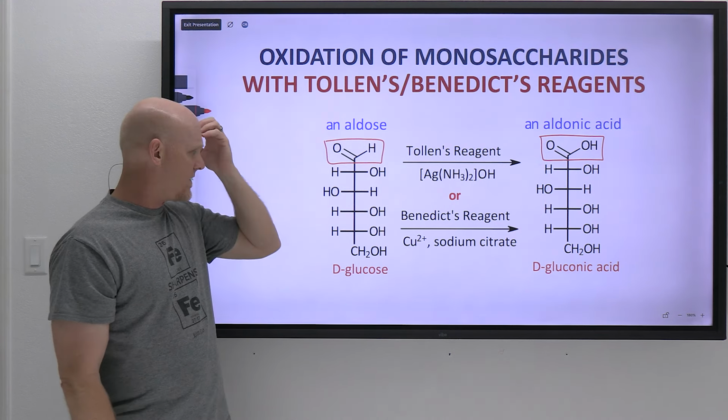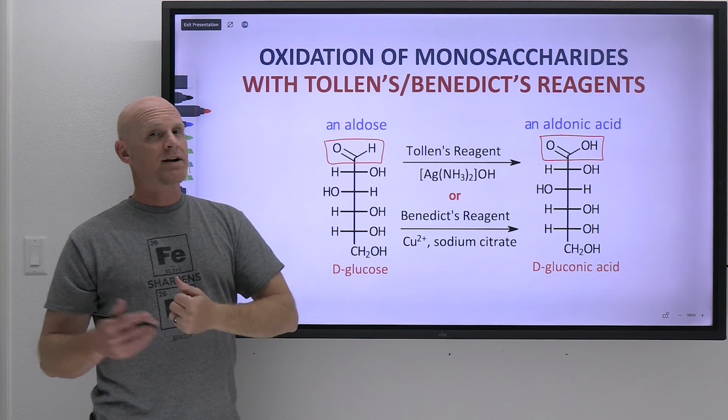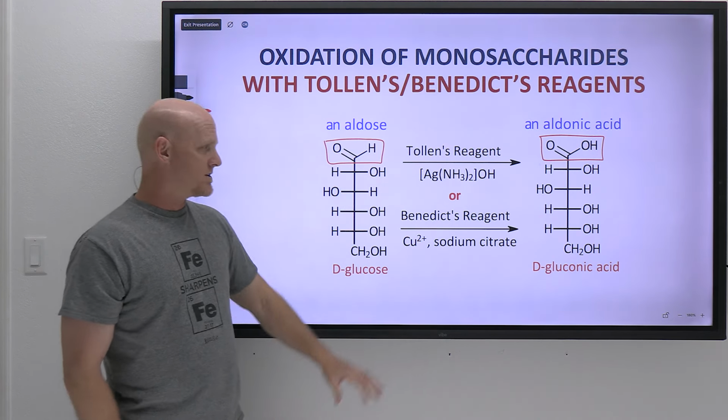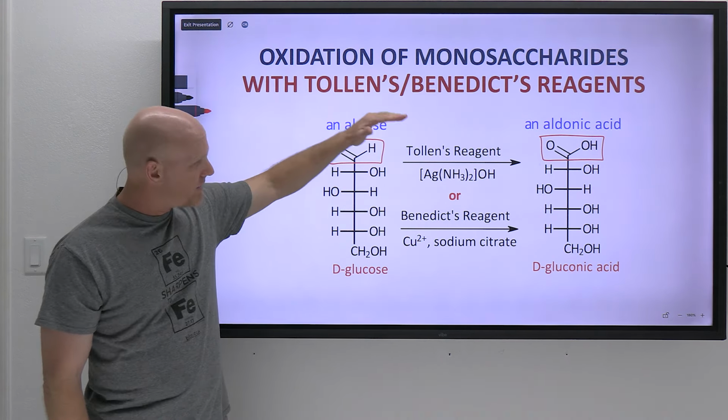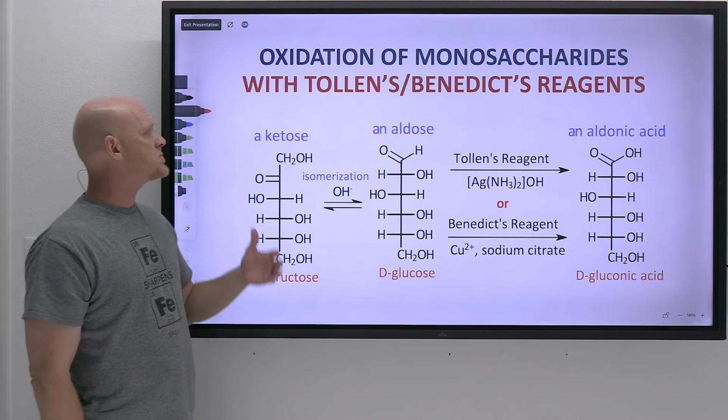And we call sugars that actually react with these oxidizing agents, well, they are therefore acting as the reducing agents, and we call them reducing sugars, and that's going to mean something here. So a positive Tollen's test or a positive Benedict's test means you've got a reducing sugar, assuming you had a sugar. So now let's consider the difference with a ketose.